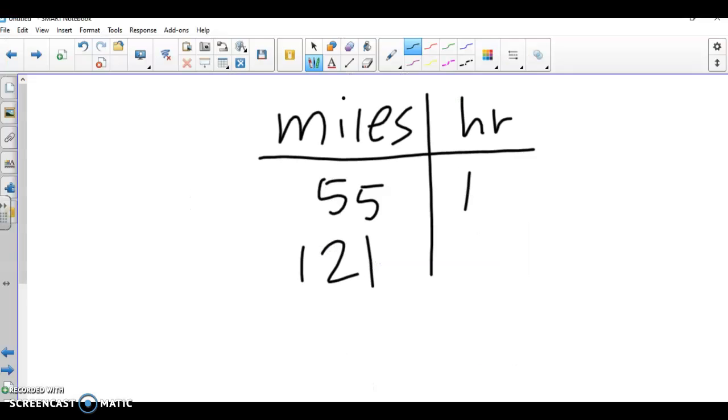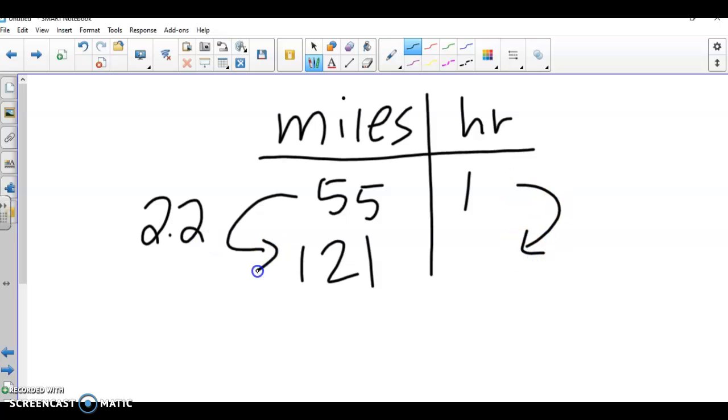Well, I don't know how far apart these two are, so I'm going to go ahead and divide 121 divided by 55, and that will tell me what I'm multiplying by. I am multiplying by 2.2, and so what I do to one side, I want to do the other side. And I'm getting bigger from 55 to 121, so I'm multiplying by 2.2. And I want to do the same thing here. 1 times 2.2 is 2.2 hours. That's how long it's going to take me.